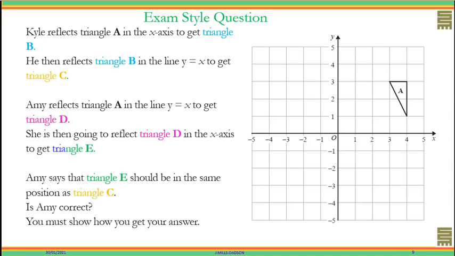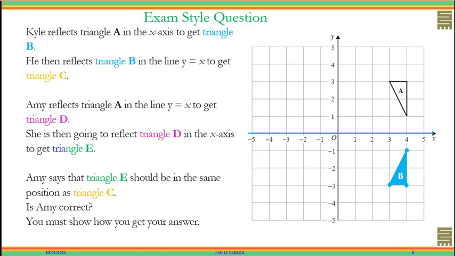Now, we can't say yes, we can't say no until we go through the process that they all went through. So let's start with Kyle and see what happens. So Kyle is going to reflect in the x-axis A. So this is what happens. So we have our B now.